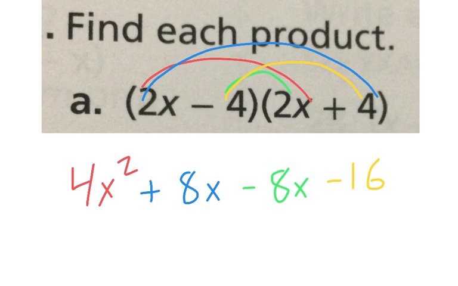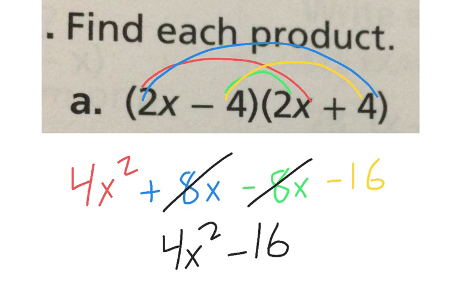And then when you combine these, what did you get when you did 8x minus 8x? It should be 0x. And what is 0 times x? 0. So if it's 1x, we can write x. But if it's 0x, we don't write the term at all. That term is gone. So those cancel. And we're left with 4x squared, and we're left with a negative 16.